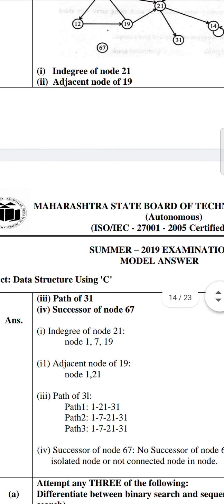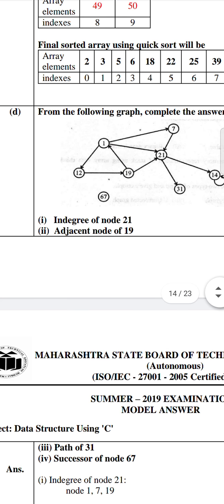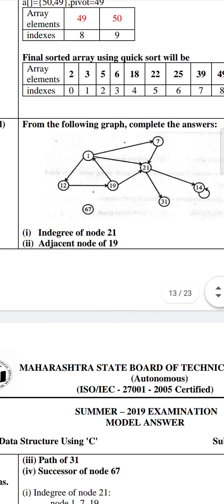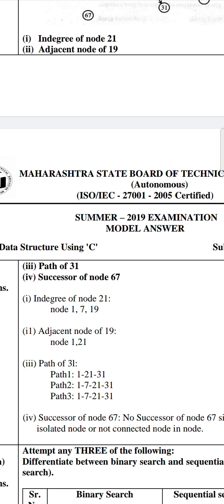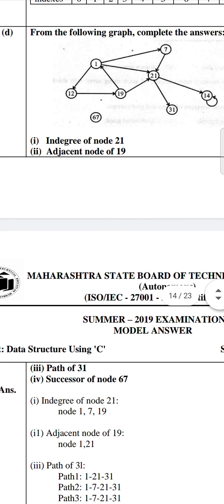So next is the path of 31. The path of 31 is nothing but how you can reach node 31. If you start from node 1, you can identify a path. From 1 you can go to 7, from 7 you can go to 21, and from 21 you can go to 31. So this is the path: 1, 7, 21, 31 is a path to 31.